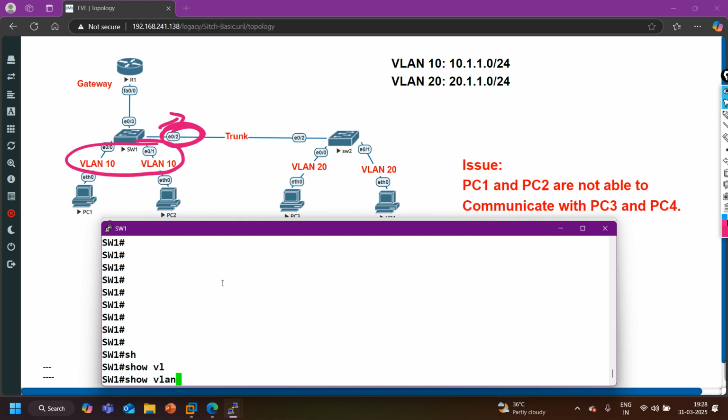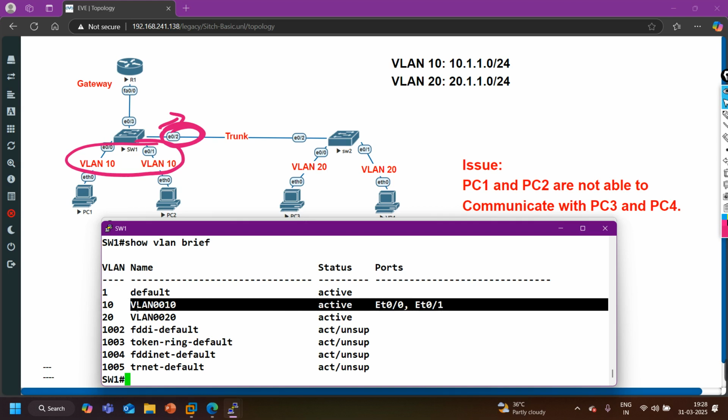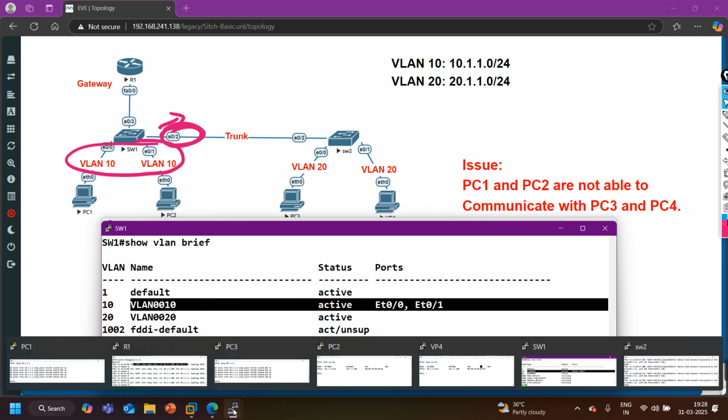So show VLAN brief, to check whether the interfaces, the access ports, are in the correct VLAN or not. By the way, it is able to ping its gateway. That means both the ports are in the correct VLAN, and you can see for VLAN 10 we have these two interfaces, Ethernet 0/0 and 0/1, right? And the native VLAN we have verified is VLAN 10, but I am getting a native VLAN mismatch error. Let me access switch 2 now.